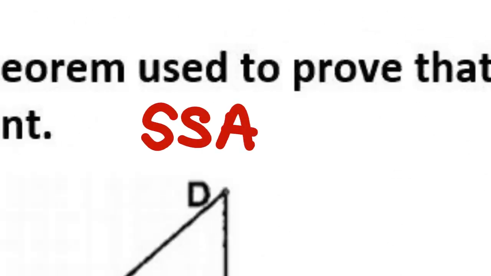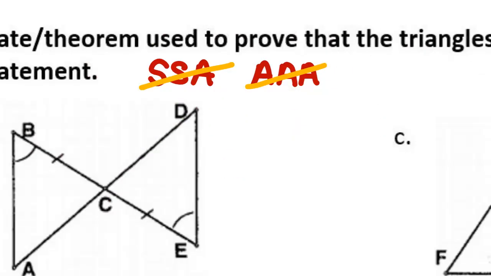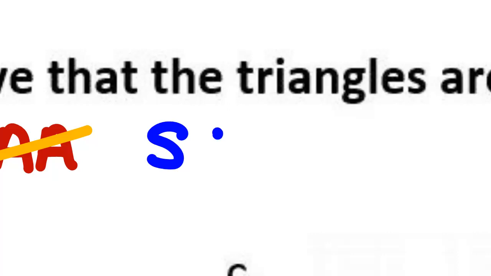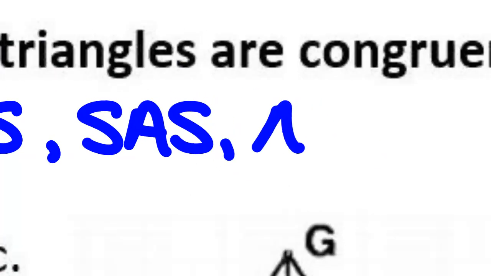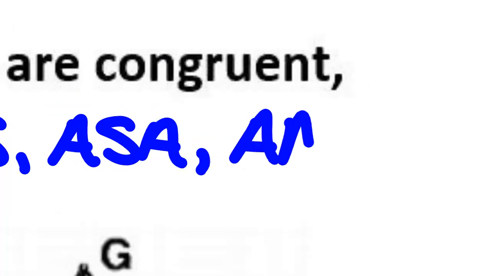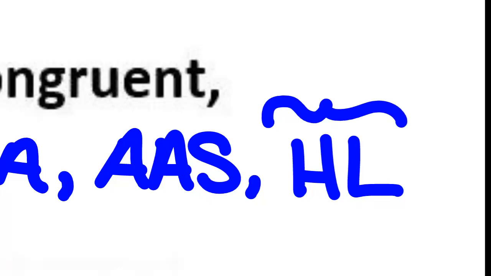are side-side-angle and angle-angle-angle. Those are the ones that you are not allowed to use. Ones that you can use are side-side-side, side-angle-side, angle-side-angle, angle-angle-side, and hypotenuse-leg. This one is for right triangles only.